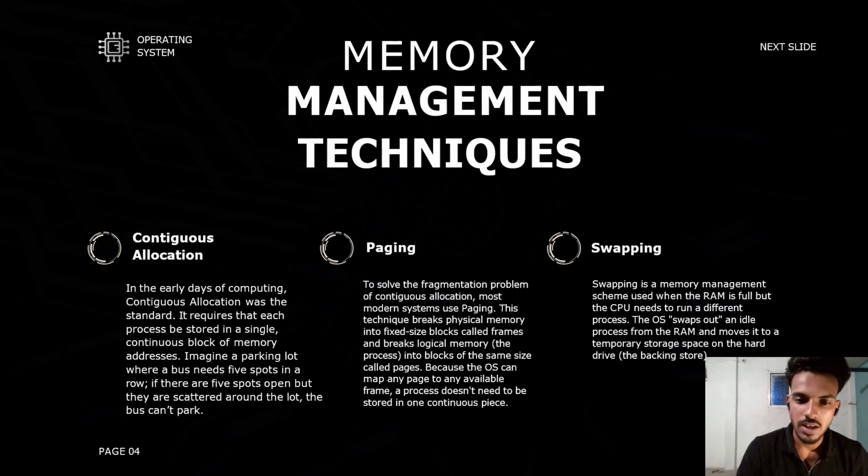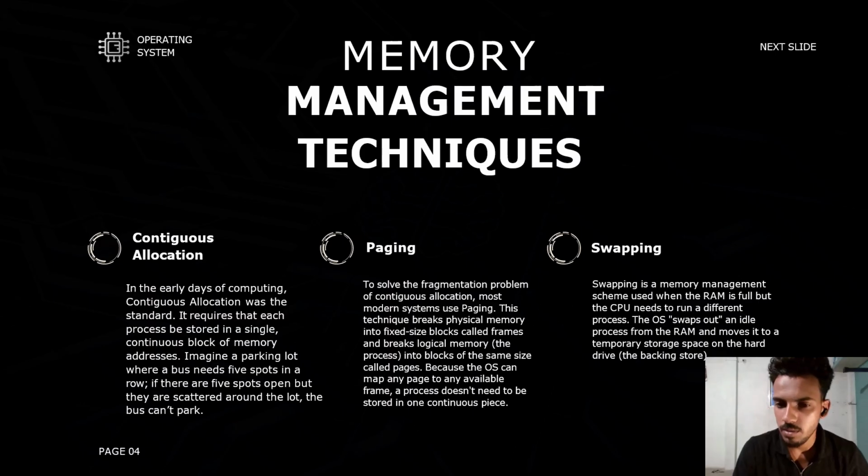Second was paging. Paging solves the fragmentation problem of contiguous allocation, and most modern systems use paging. This technique breaks physical memory into fixed-size blocks called frames and breaks logical memory, the process, into blocks of the same size called pages. Because the OS can map any page to any frame, the process doesn't need to be stored in contiguous space.